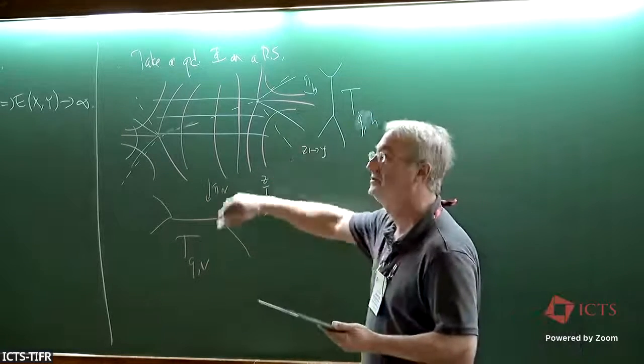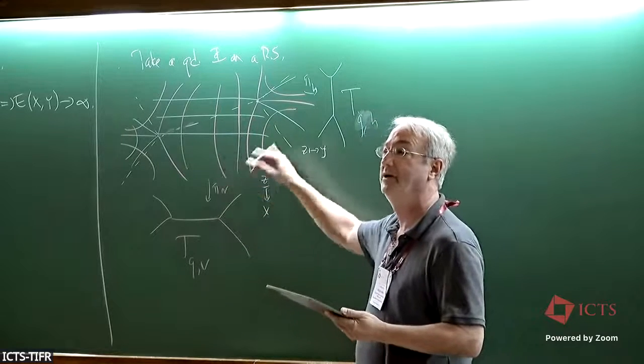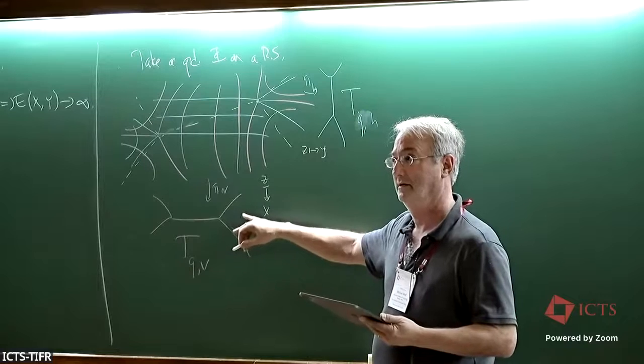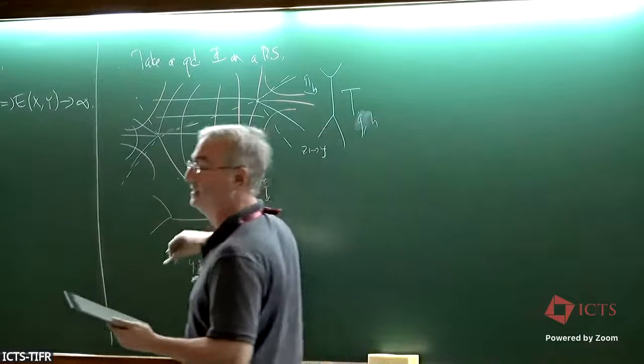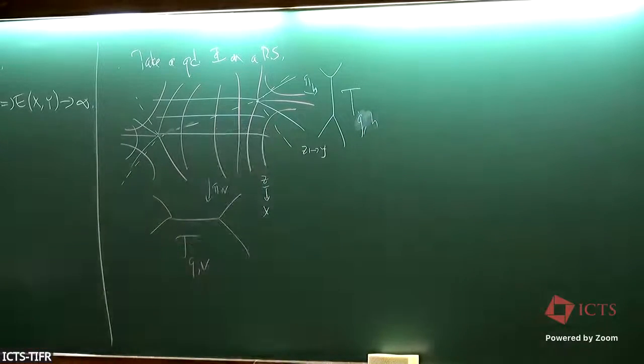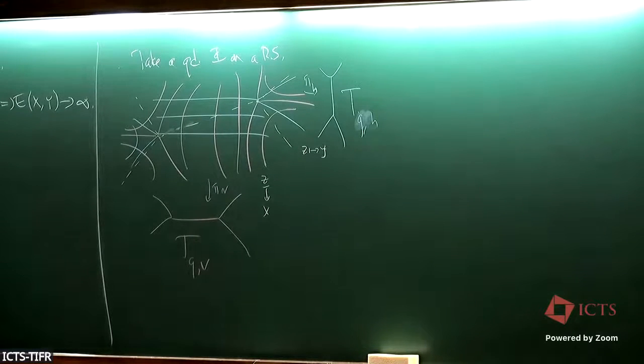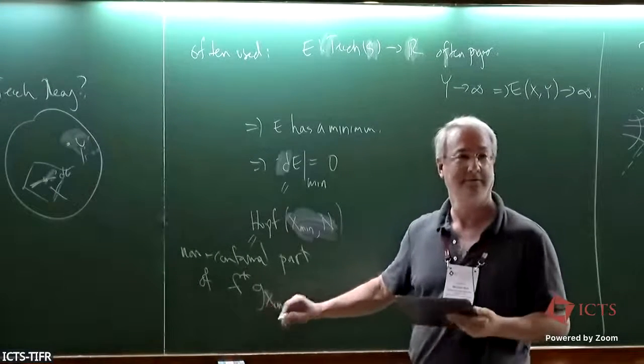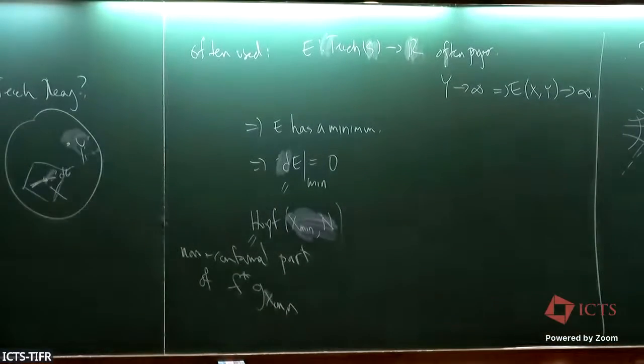The Hopf differentials of each map are negatives of each other when you compute it. And that would mean that the sum of the two Hopf differentials is 0, and being 0, that would mean that the Hopf differential is 0, so the map is conformal. It has no non-conformal part. Okay. Great.